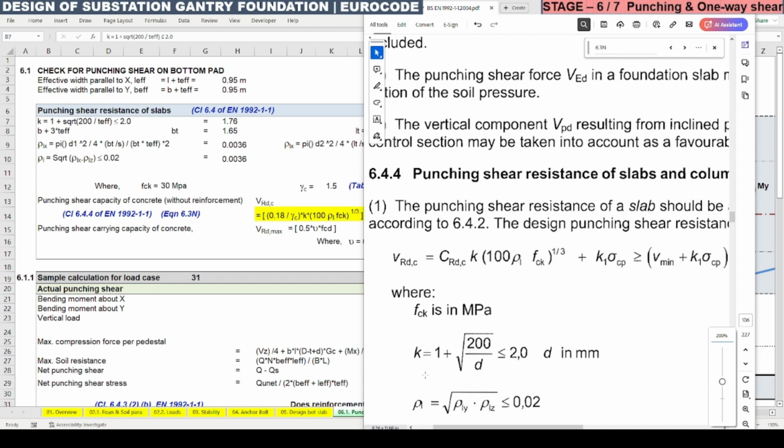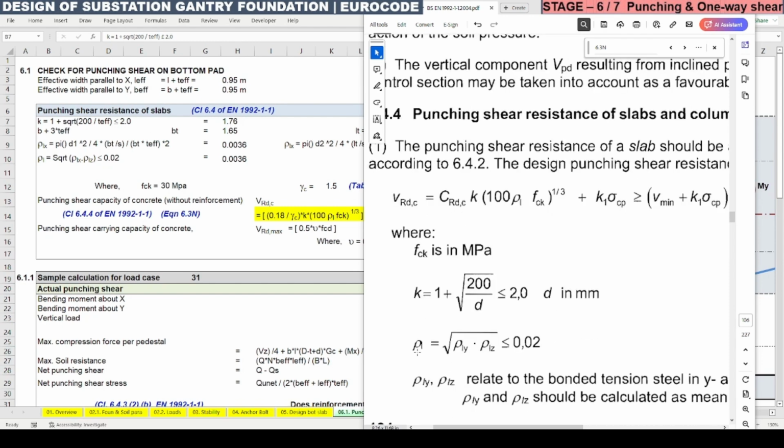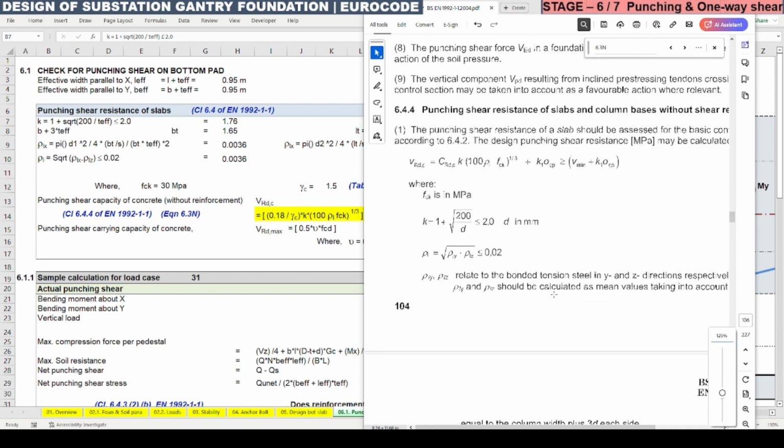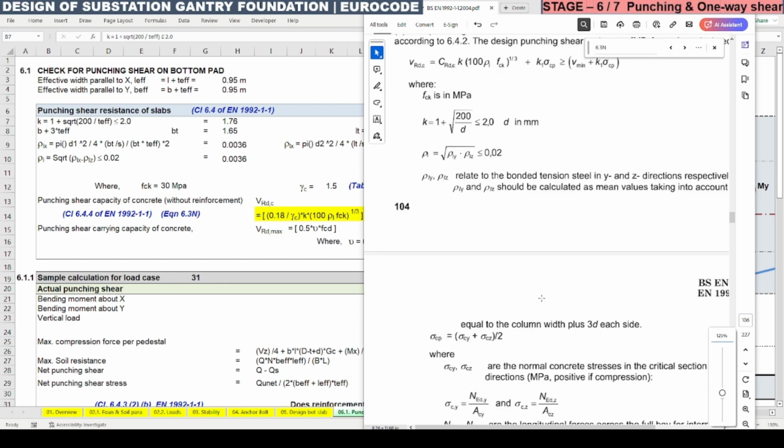So here it is given as K equal to 1 plus square root of 200 by d, where d is the effective depth of the raft, which should be less than or equal to 2. So that is what we have applied here, and the value is 1.76. For rho l, the percentage of steel reinforcement, we need to calculate it as equal to square root of rho y into rho z, which should be less than or equal to 0.02. So this rho y and rho z definition is also given.